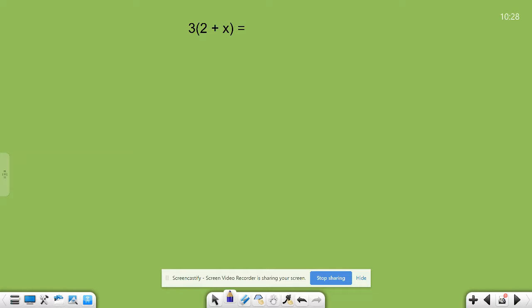Go ahead and look at this next one. 3 times 2 plus x. Distribute the 3 to everything in the parentheses. Bunny hop from the 3 to the 2 and say, what is 3 times 2? 6. Pay attention to the sign, bring it down. 3 times x. Well, remember there's that imaginary 1 right here. 3 times 1 is 3, so this is just 3x. And we're finished with that one. We can't go any further. We don't know the value of x.